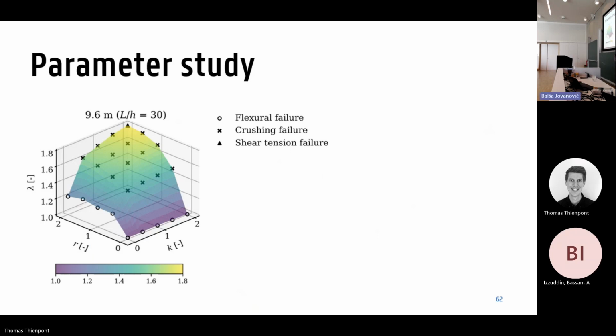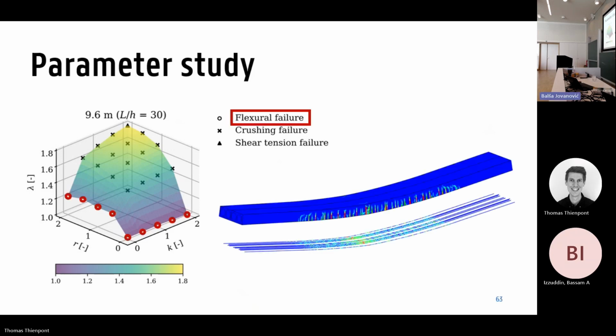What was also interesting to see is that depending on the combination of these parameters, we get different failure modes. So first of all, the ones here at the bottom were all failing in flexure, which is also what we saw in the reference test. So imagine very large deflections, and then eventually in the computer, they actually fail. We have these red spots here at the bottom, which indicate that the steel has ruptured.